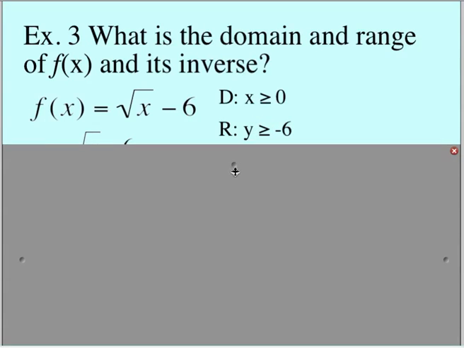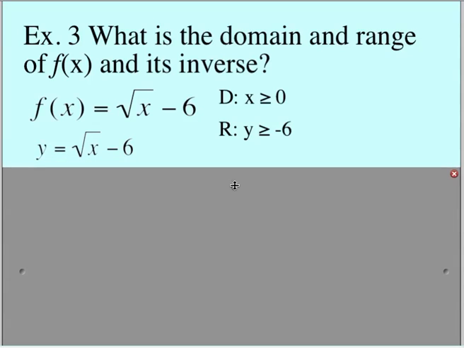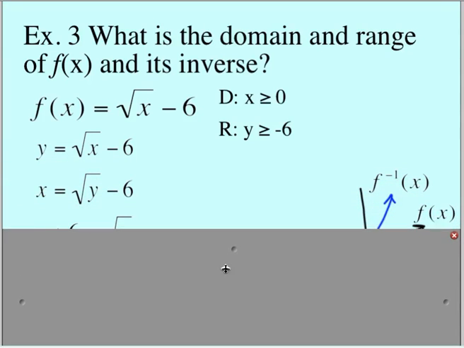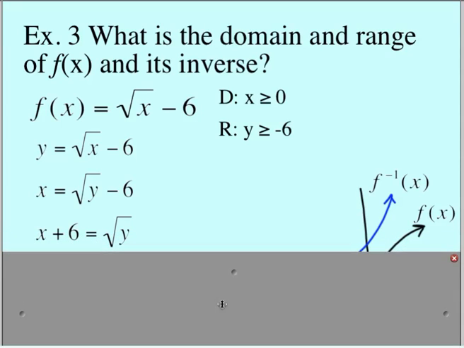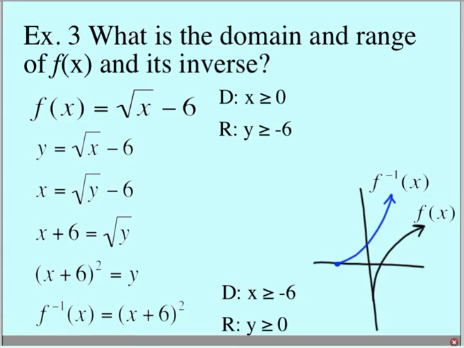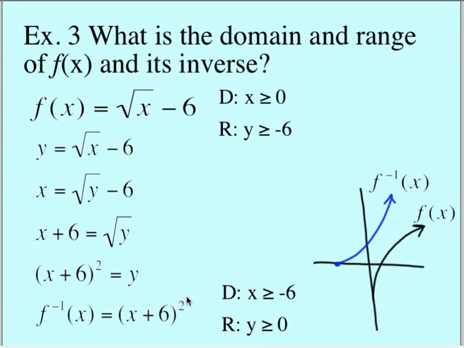So follow the steps. I'm going to replace my f of x with a y, switch my x and my y, add 6, and then I'm going to square both sides. And so then my inverse is x plus 6 squared. And now my domain is x is greater than negative 6, and my range is y is greater than or equal to 0. Now you'll notice that the inverse, x plus 6 squared, is usually a parabola, and every x value you usually can plug in.